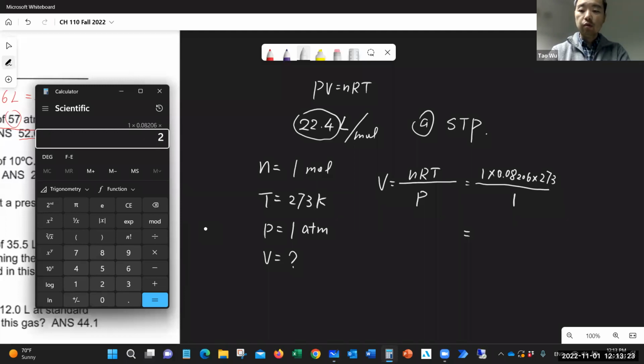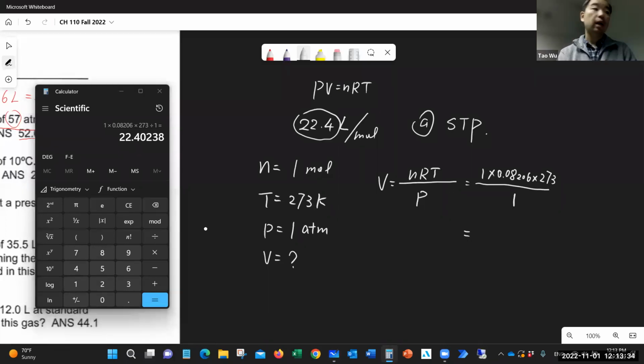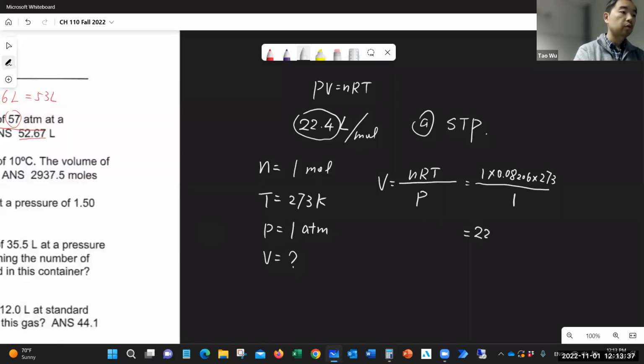0.08206 times 273 divided by 1. What do we have? We have 22.4 liters. So that is why it is 22.4 liters. This number can also be calculated based on the ideal gas law, and this is where those numbers come from. If we have 1 mole of gas under 1 atmosphere of pressure, and the temperature is 273 Kelvin, the volume must be 22.4 liters.